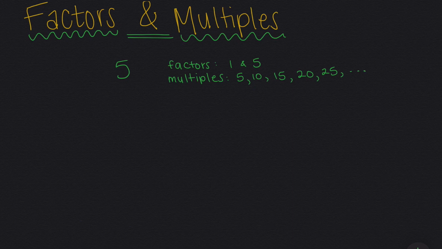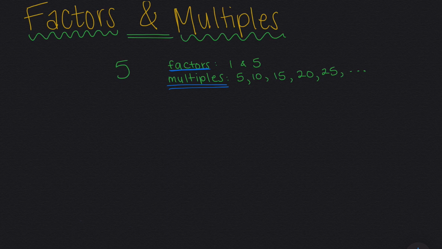So let's break down the difference between factors and multiples. The factors of 5 are the numbers that 5 is divisible by. The multiples of 5 are the numbers that can be divided by 5. Another way you can think about this is that the factors of 5 are the numbers that you can multiply to get 5. The multiples of 5 are the numbers that you get once you multiply 5 by something.